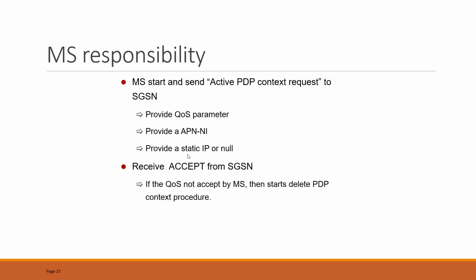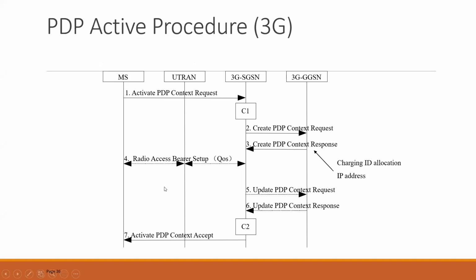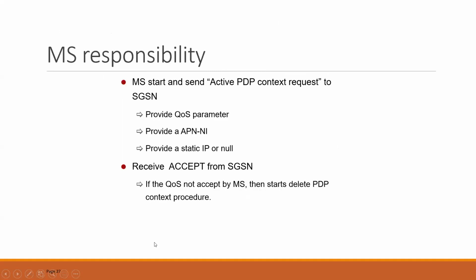Once it accepts the request from the SGSN, if the quality of service is not accepted by the MS, then it starts the delete PDP context procedure. So if the quality of service that was requested was negotiated, and we said we cannot provide you this, and the MS does not accept this, then it will not accept the PDP context and it will proceed with the delete PDP context procedure. Otherwise, it will accept it, update the quality of service, update the IP, and then start having uplink and downlink communication.